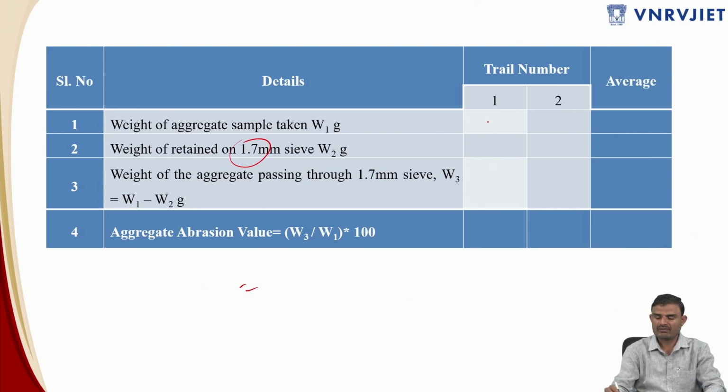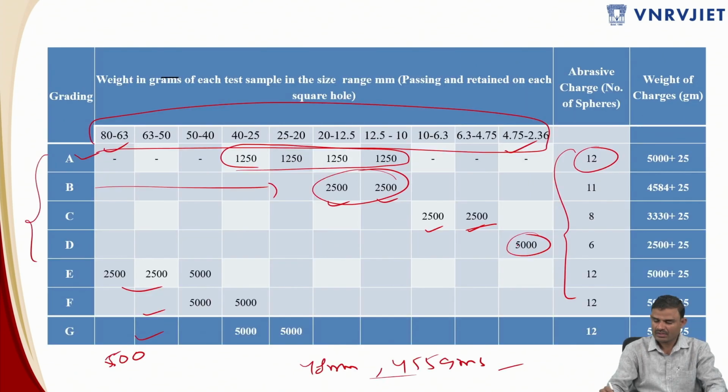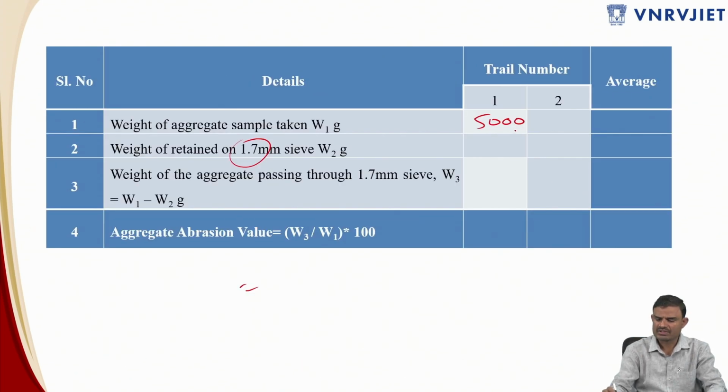So whatever the weight of the material you have taken, here I have taken some gradation, gradation D, 5000 grams over here, and the weight of the material retained on the 1.7 mm sieve. Initially we are interested in calculating the weight of the material passing through the 1.7 mm sieve, but it is very easy to find out the weight of the material which is retained, because some part of the material passing through the 1.7 mm sieve may be present inside the drum also. It is very difficult to get that material, and there will be some error in reporting the results. So we calculate the weight of the material retained on the 1.7 mm sieve, which has come to be 4458 grams.